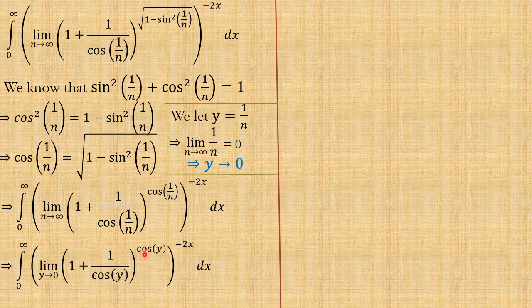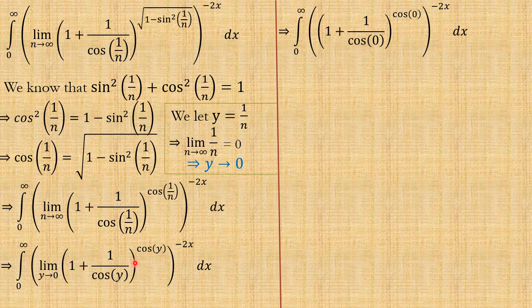Good. So friends, at this point, if we take y to be 0 and put it in everywhere, we are still going to have the integral from 0 to infinity of (1 + 1/cosine of 0), because y is going to 0, all raised to the power cos 0, to the power negative 2, dx.